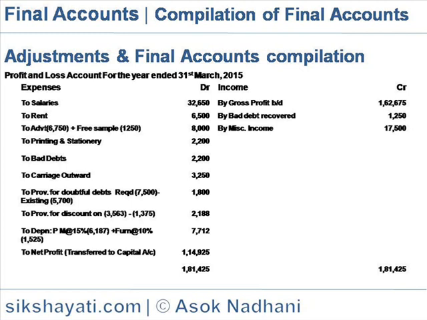Depreciation on plant and machinery at 15% is 6,187, and at the rate of 10% on furniture is 1,525. So the total depreciation is 7,712. So that gives the net profit, that is the difference between the credit and debit side of the profit and loss account, 1,14,925, which is carried to the capital account in the balance sheet.